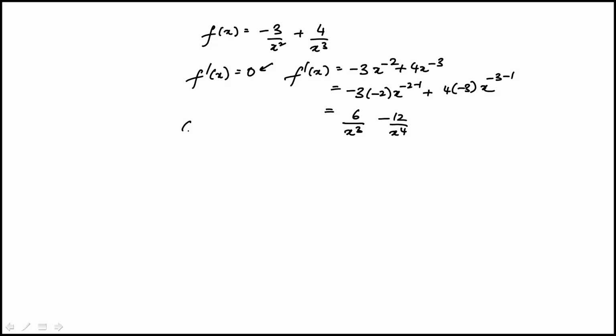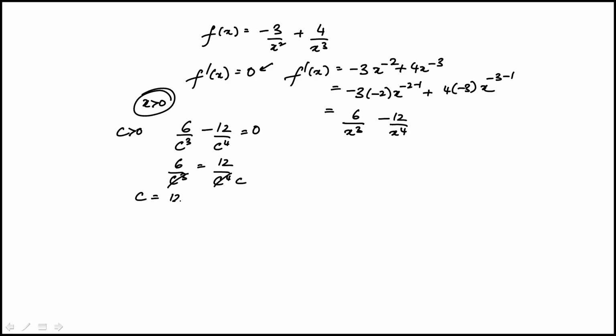So our condition is at that point, let me just call that c, it's equal to 0. Note here that x is positive. So we're looking at positive values. I can equate these two, and I can do these divisions because c is positive. So c would be 12 over 6 or 2.